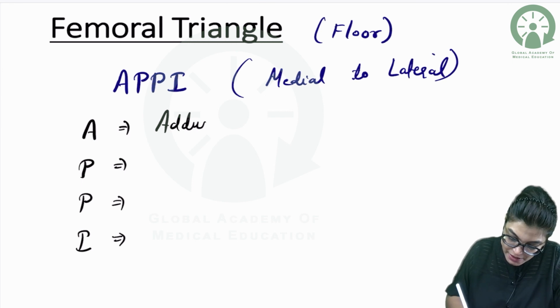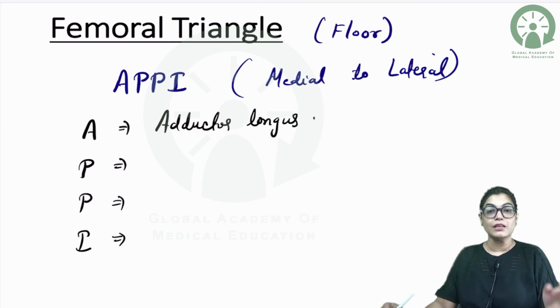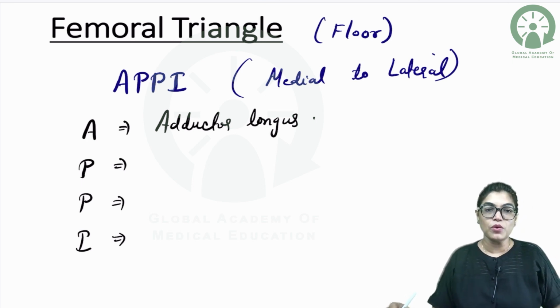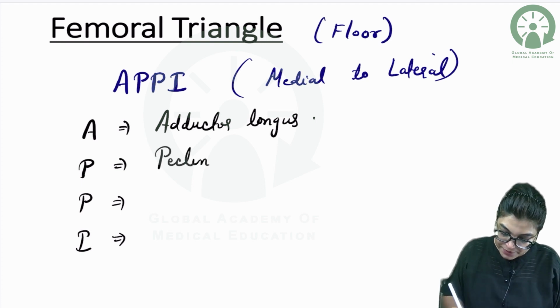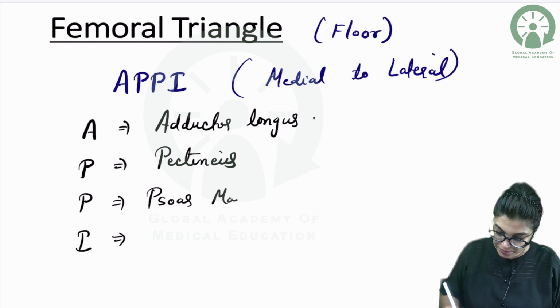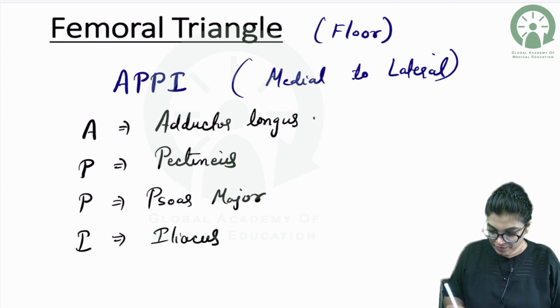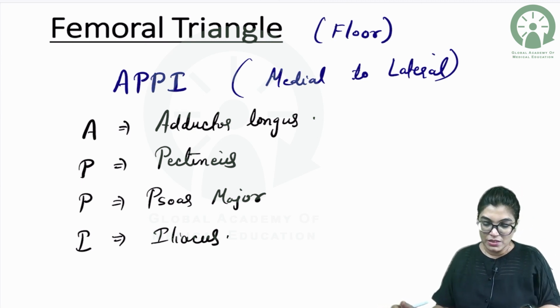adductor longus muscle. So please note down, adductor longus muscle is not only forming the medial border of femoral triangle, but it is also contributing to form the floor muscle. Another P for pectineus and another P for psoas major muscle. I for iliacus. So these are the floor muscles of femoral triangle.